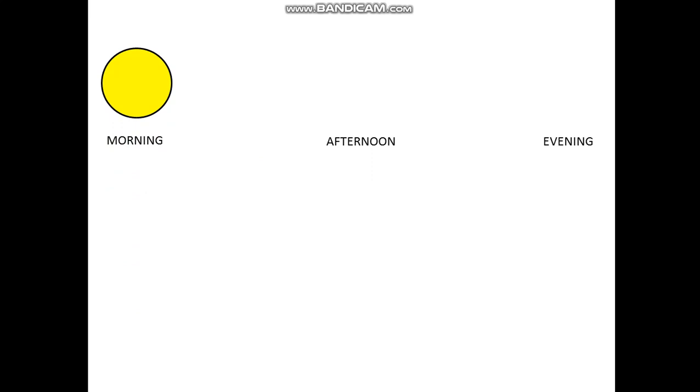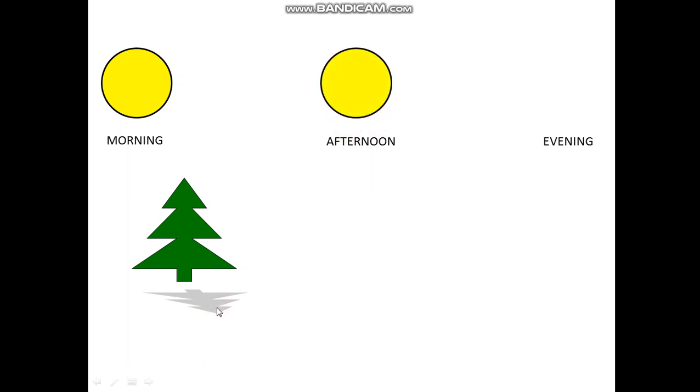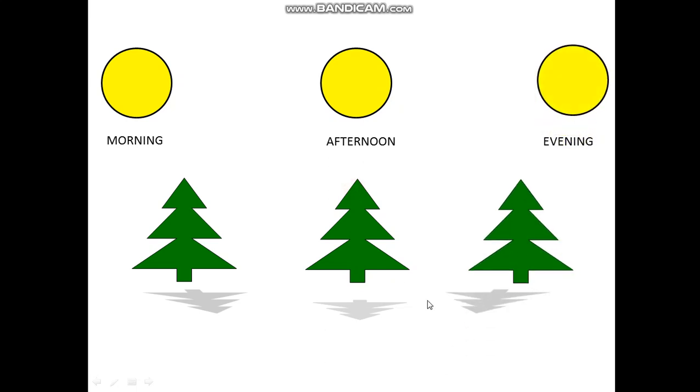In the morning when the sun rises, we get the sun rays in a slanting position and the shadow is long. In the afternoon, we get the shadow which is shortest in size, since the light ray has to travel the shortest distance, and in the evening it is again slanting.